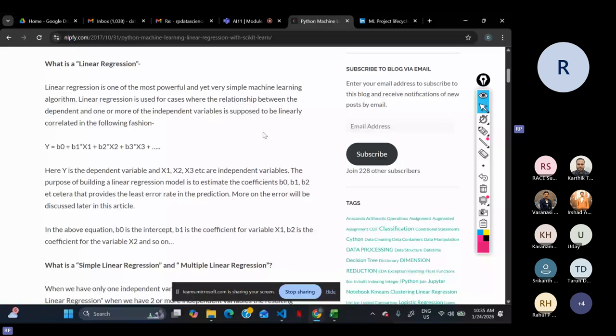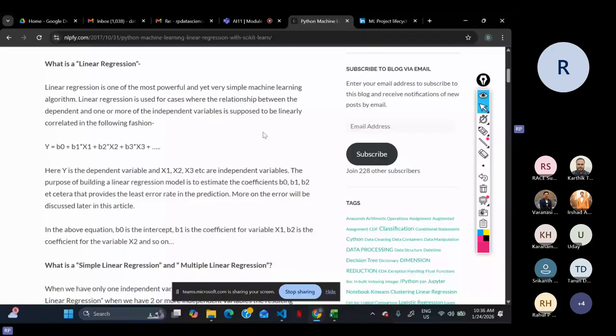In machine learning terms, this is called heteroscedastic. So the error should not be heteroscedastic, because there should not be any pattern. The error should be random. These are the assumptions of linear regression.